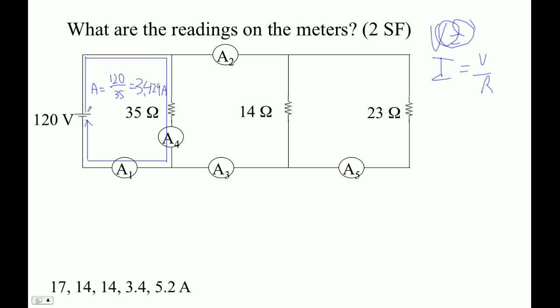Okay, the next current leaves the battery, goes here, and goes there, goes here, and then goes back to the battery. That's going to be 120 divided by 14. So I'm going to call that B, 120 divided by 14, and I'm going to store that in B. It's 8.571 amps.